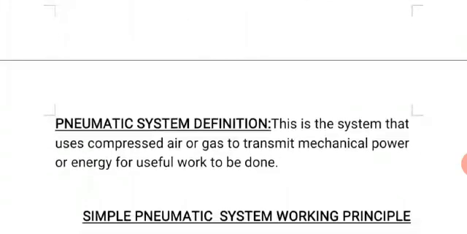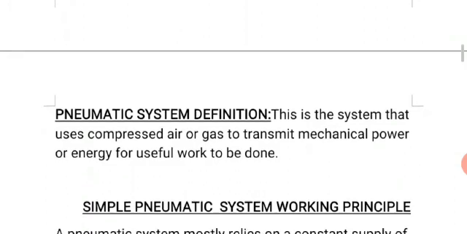Now, to the definition of pneumatic system. From what we have said, the pneumatic system uses compressed air or gas. So the definition of the pneumatic system goes thus: a pneumatic system is the system that uses compressed air or gas to transmit mechanical power or energy for useful work to be done.